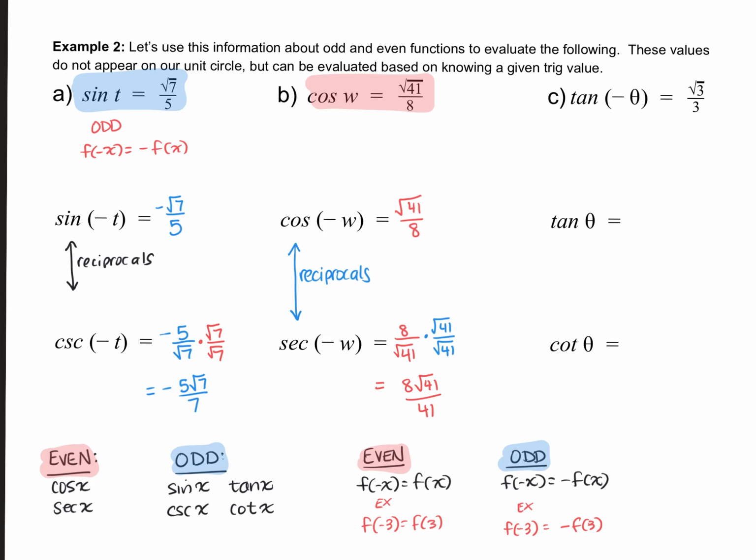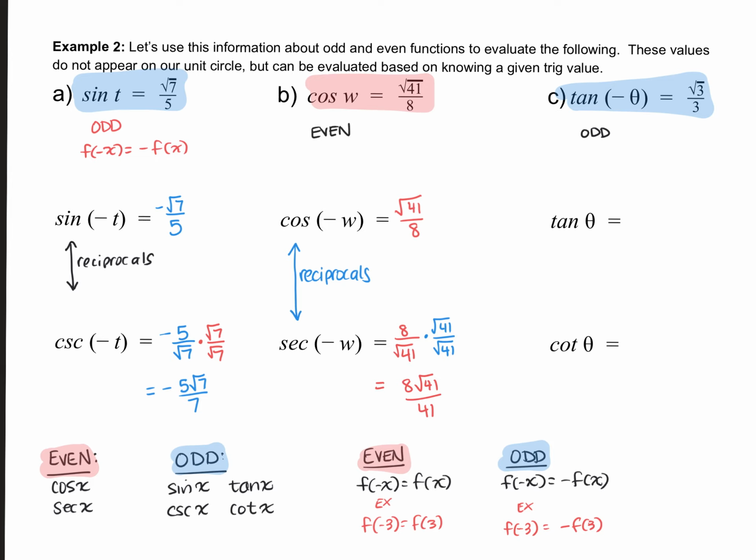Okay, last but not least, let's talk about tangent. So tangent is an odd function. When I look down here, I see it's one of these 4 functions that's odd, and that's just like the sine function. So if the input is the opposite of our original input, the output is also going to be the opposite of our original output. So the tangent of negative theta, so this is an odd function again, okay? I guess I could write this as odd over here.